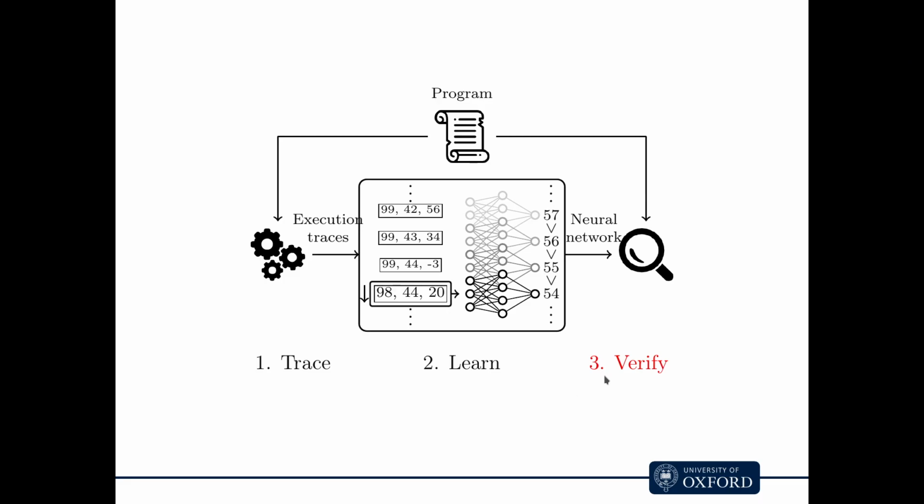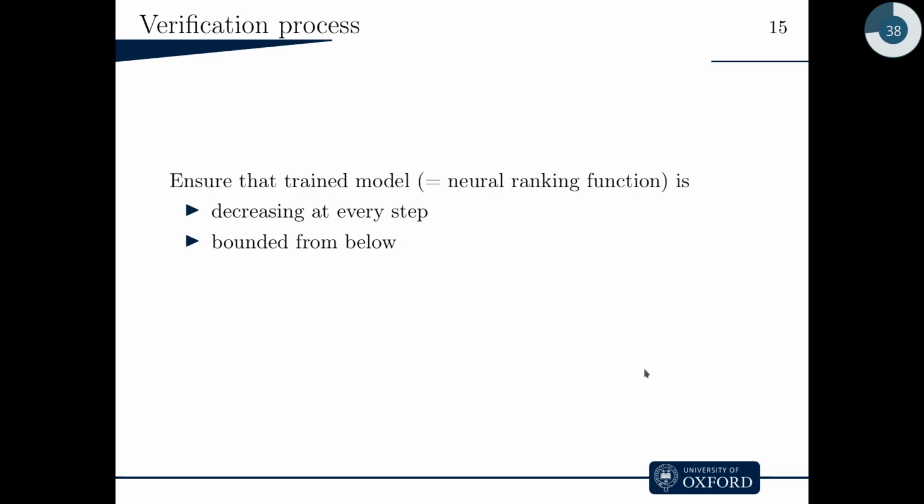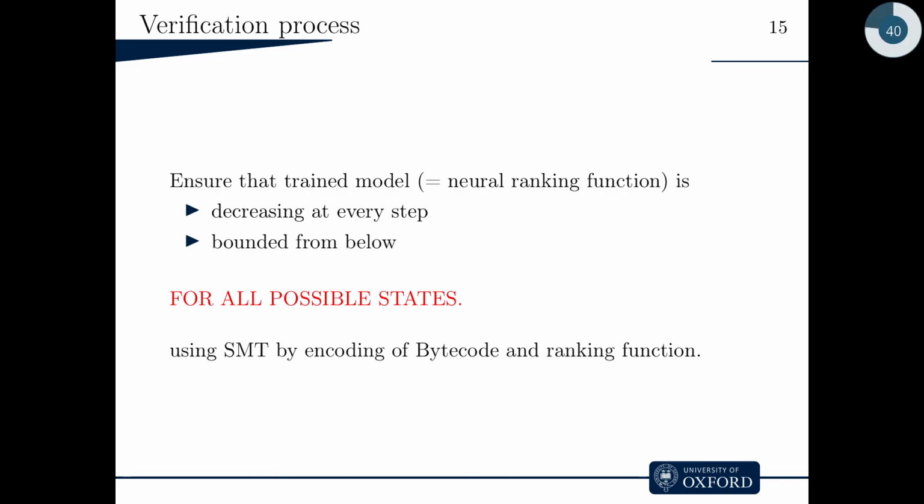After this model is trained, we use formal methods to verify that, first of all, our neural ranking function is decreasing at every step and bounded from below. And the important thing is that this has to be the case for all possible states. So not just for our training data, but for all possible states, because that's what termination is, right? And we do this using SMT by encoding the bytecode and the ranking function into an SMT formula and using an SMT solver to show whether or not this is indeed the correct ranking function for all possible states. We implemented these methods and created an experimental evaluation that I'm going to present now.